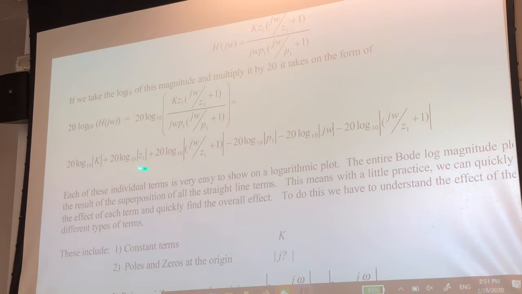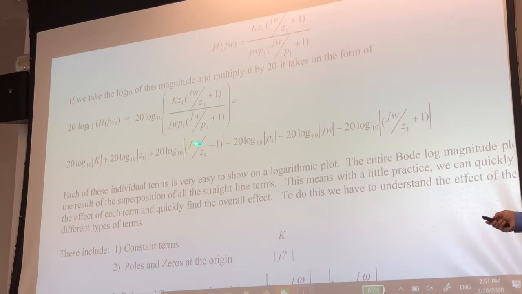So straight line, so this is not changing over omega, right? So it's a straight line. If you draw in omega, it's a straight line, okay? Then you just add a straight line or minus straight line. So these are minus. So we can quickly see each term, what's the effect, find the overall effect. So understand the effect of different types of terms in here.